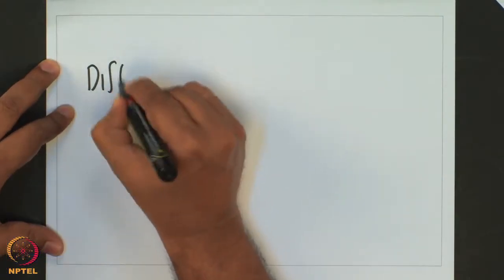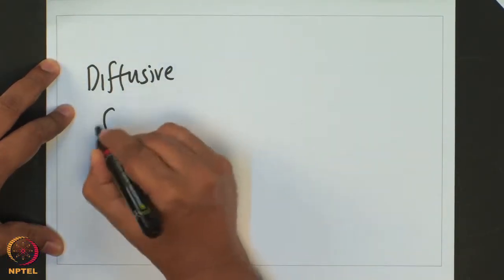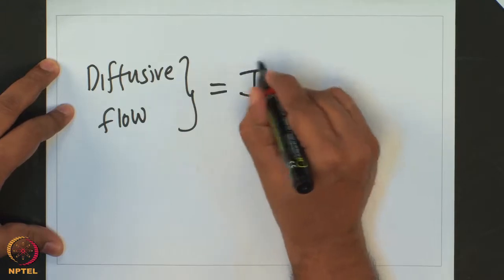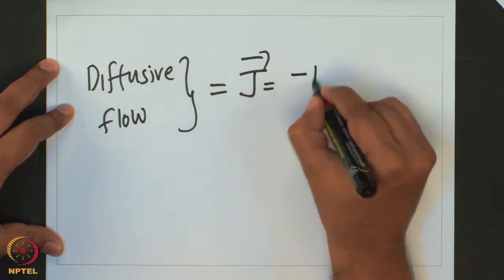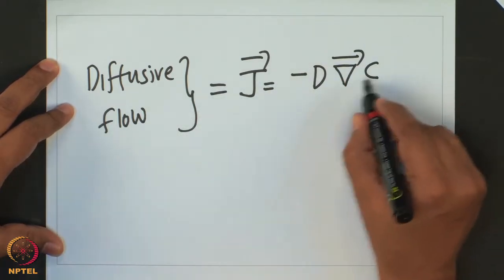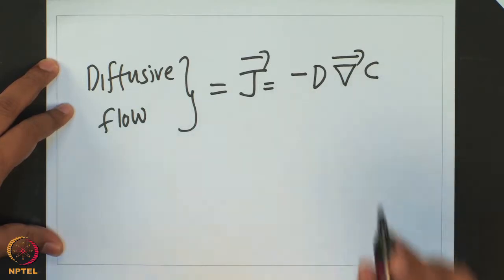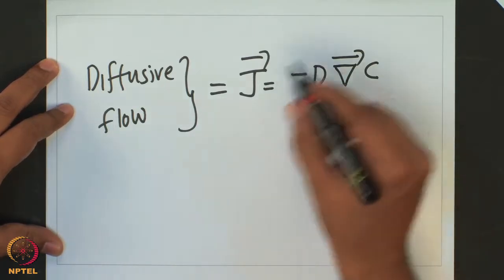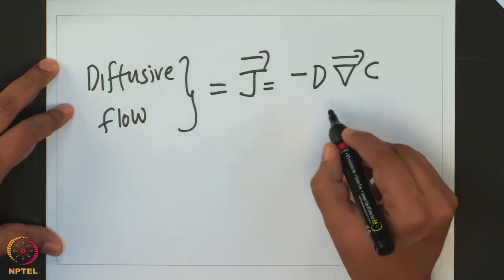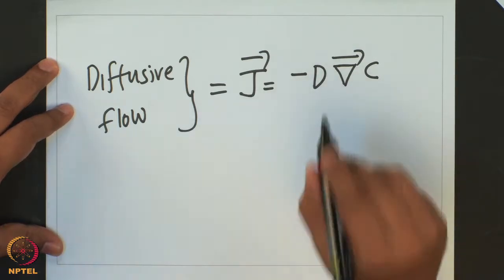In other words, let me rewrite this a little bit more carefully. Diffusive flow is J, which is a vector, which is minus D del C. How much will it flow given a concentration gradient? This is the amount it will flow, where D depends on the property of the medium and the material proteins that we study. And we will calculate D. D was famously calculated by Einstein in 1905, and we will discuss this in the coming lectures.